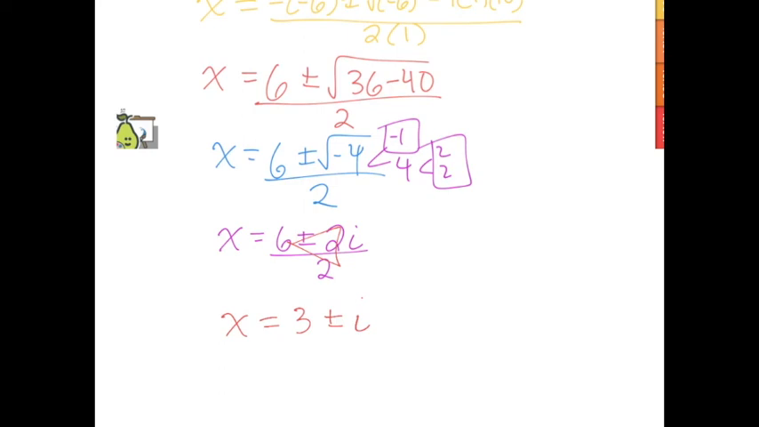And the 2 in the bottom will just be a 1 in the denominator, which means we don't even need to write it. And so this is our solution set here. We have 2 solutions because there's that plus or minus. That means 3 plus i is an answer, 3 minus i is an answer. And they're imaginary, they're complex. So we get 2 imaginary solutions.